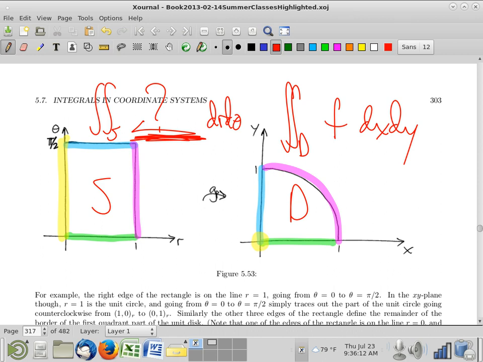I called it a square. Shame on me. It's a rectangle. Okay.